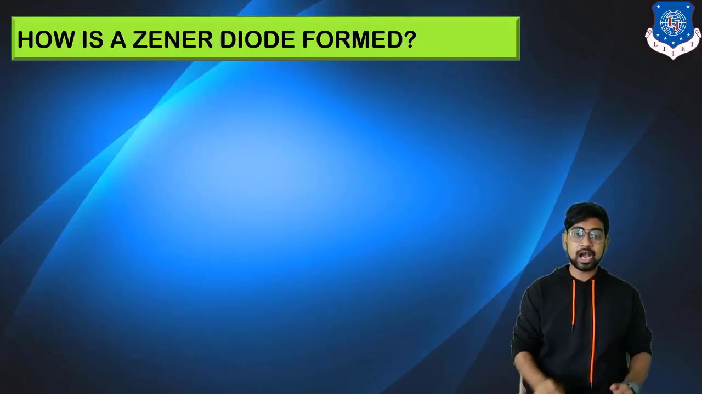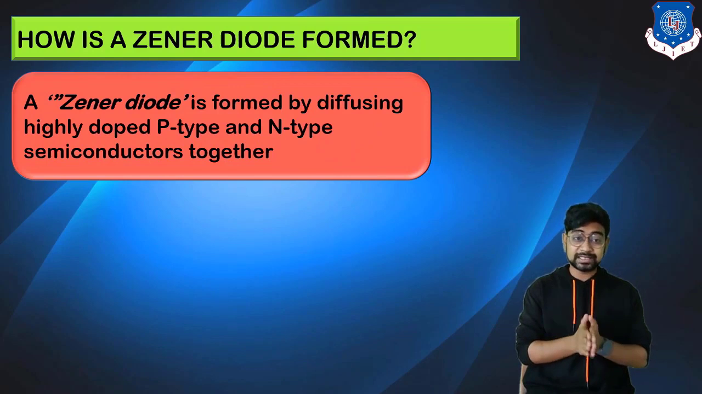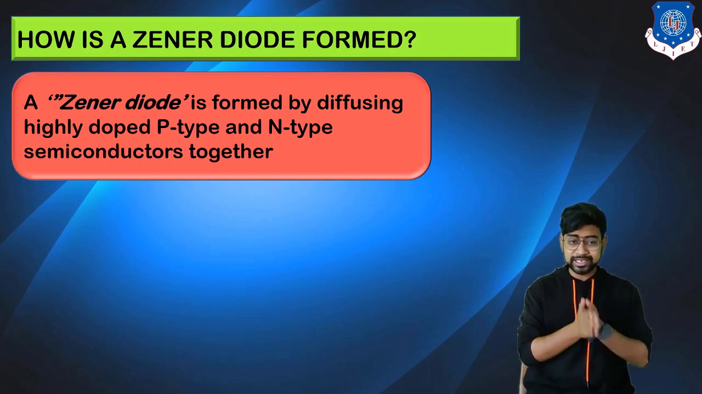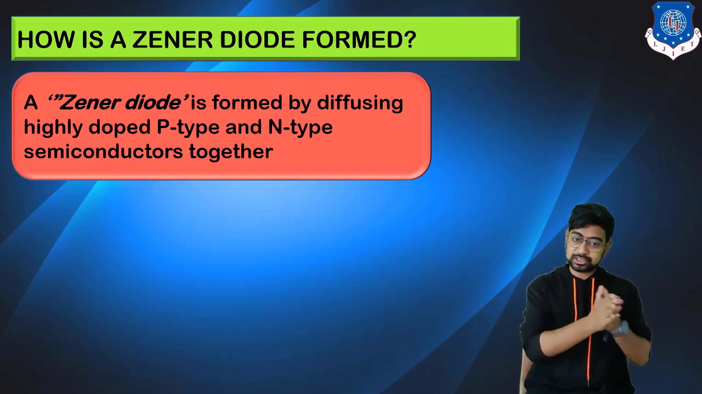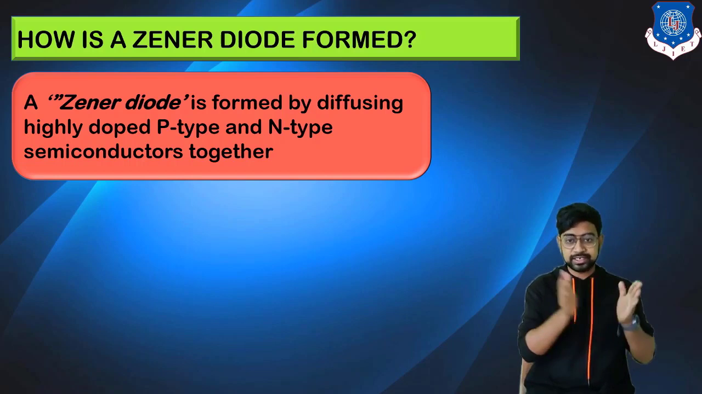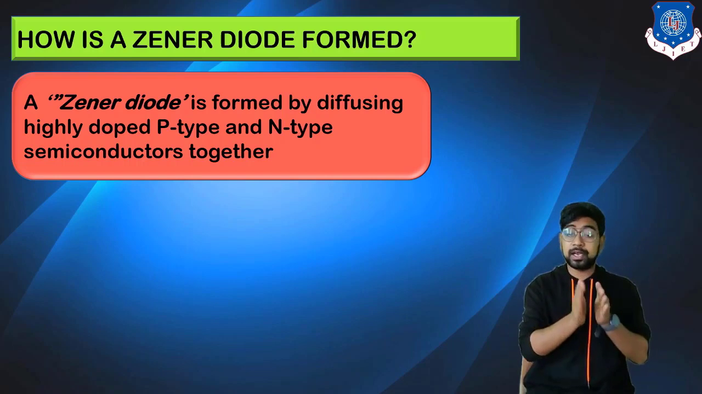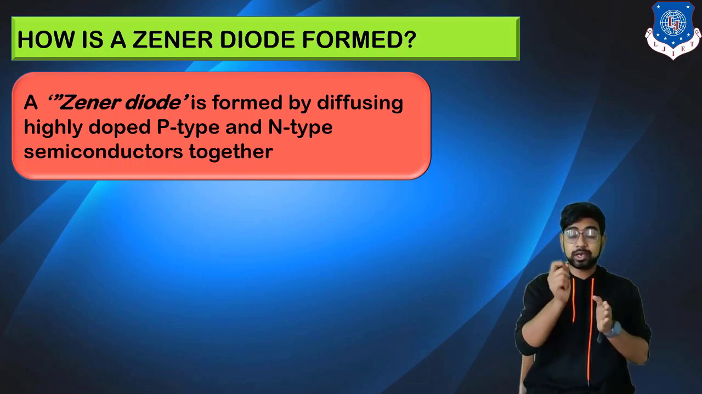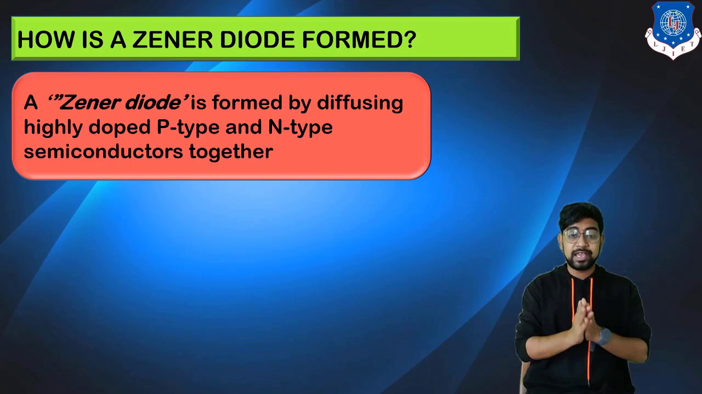After that, how is a Zener diode formed? Basically a Zener diode is formed by diffusing highly doped P and N type semiconductors together. The doping is done in a higher order compared to the PN junction diode. Again it is P and N type diffused together, but one word is extra there. What is that one word? That is nothing but that the doping is very high. And the doping process is nothing but adding more impurity.